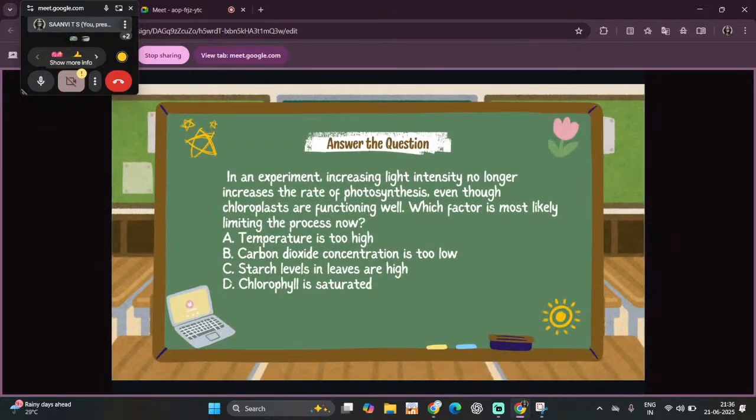So, here is a question for all of you. In an experiment, increasing light intensity no longer increases the rate of photosynthesis, even though chloroplasts are functioning well. Which factor is most likely limiting the process now? Option A: temperature is too high. Option B: carbon dioxide concentration is too low. Option C: starch levels in leaves are high. Option D: chlorophyll is saturated.